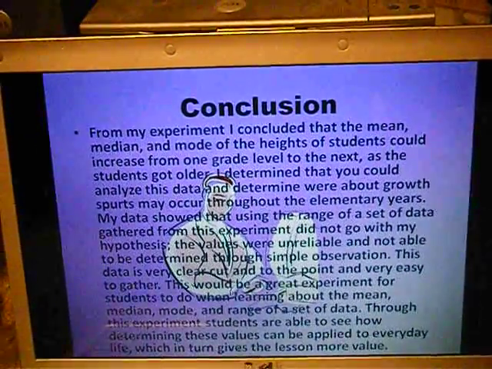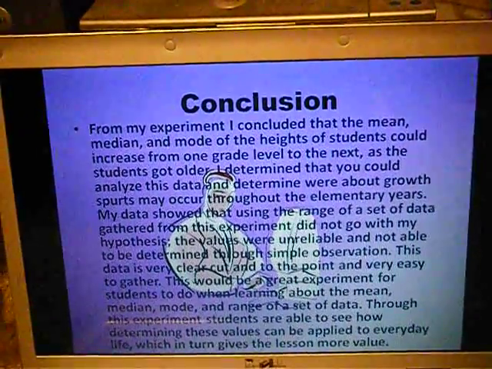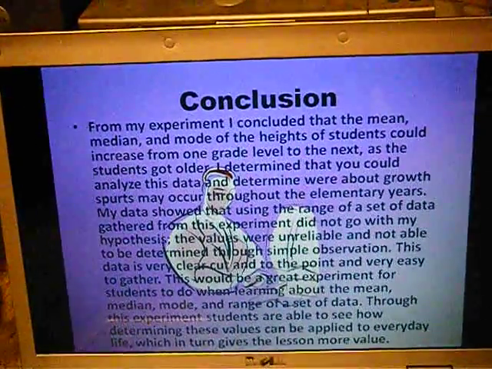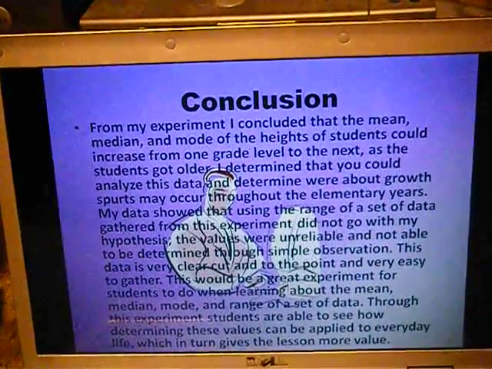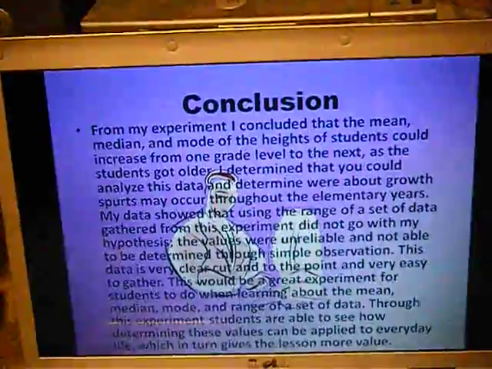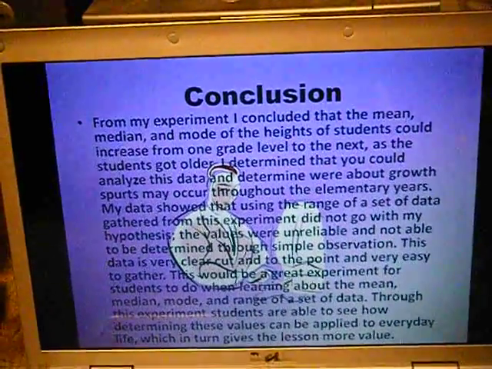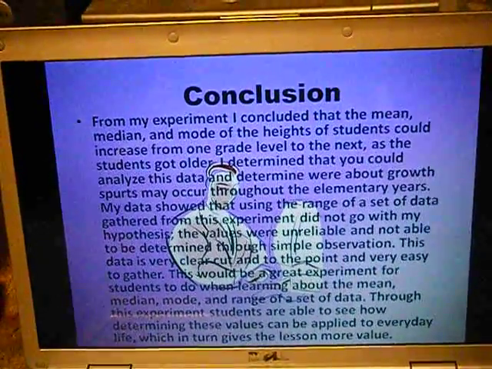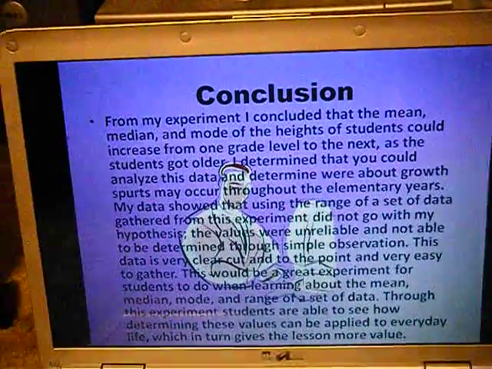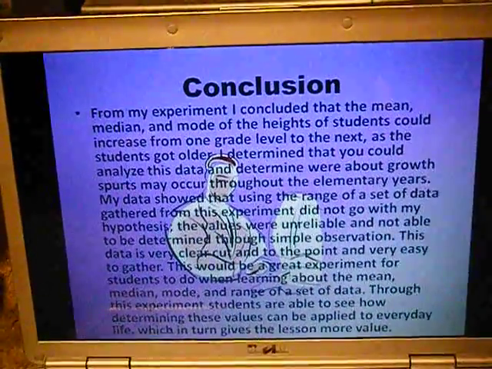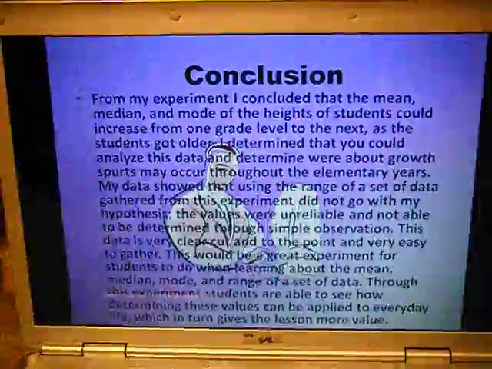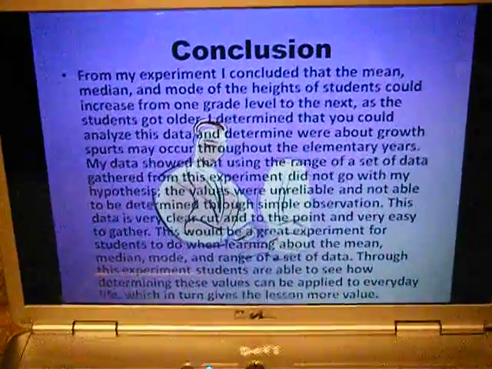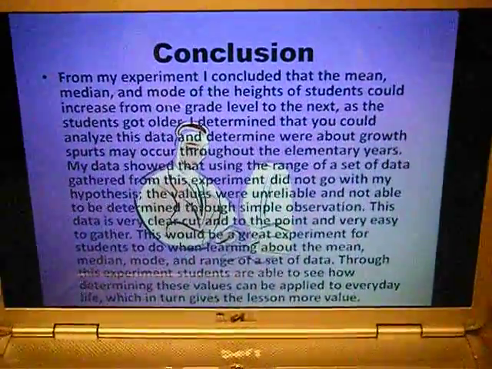This data is very clear-cut and to the point and very easy to gather. This would be a great experiment for students to do when learning about mean, median, mode, and range of a set of data. Through this experiment, students are able to see how determining these values can be applied to everyday life, which in turn gives the lesson more value. And we always are told that we need to relate things to everyday life.